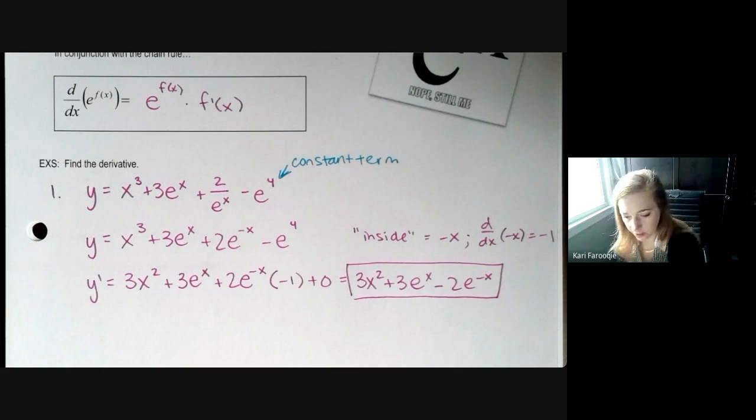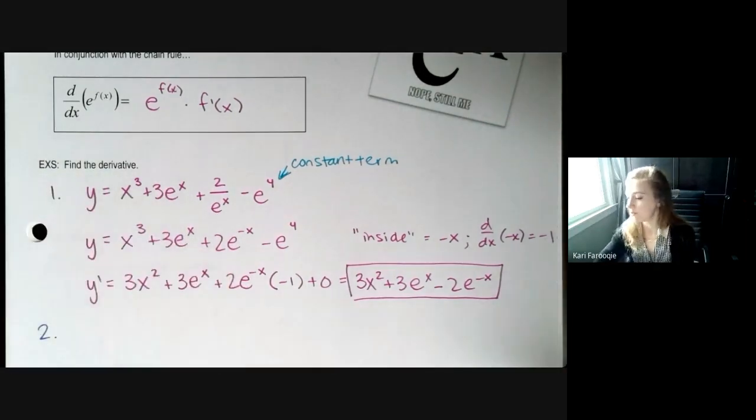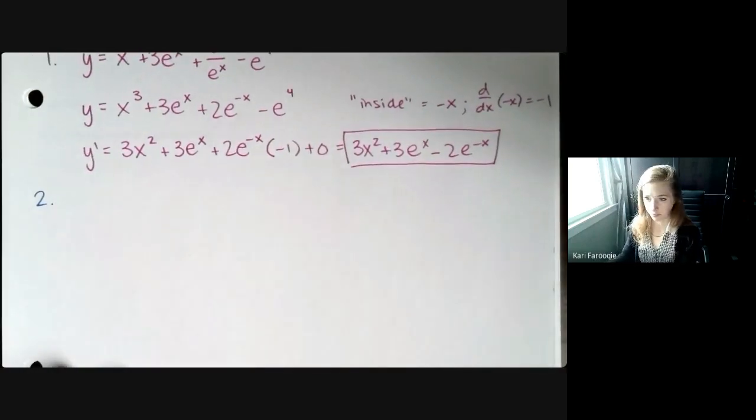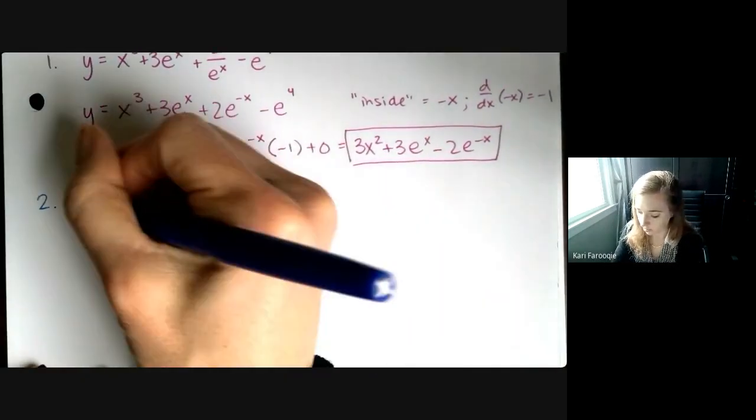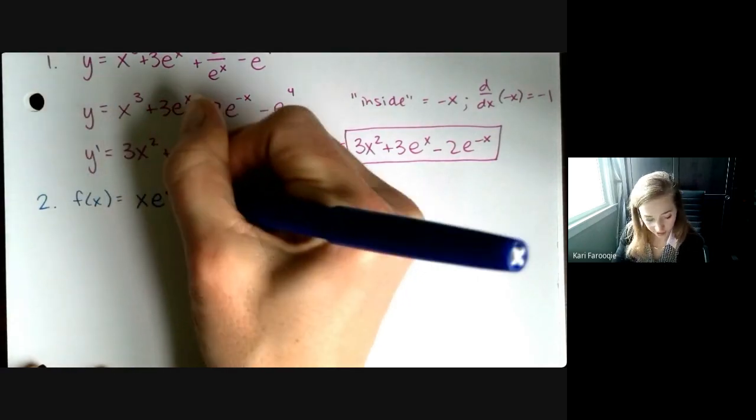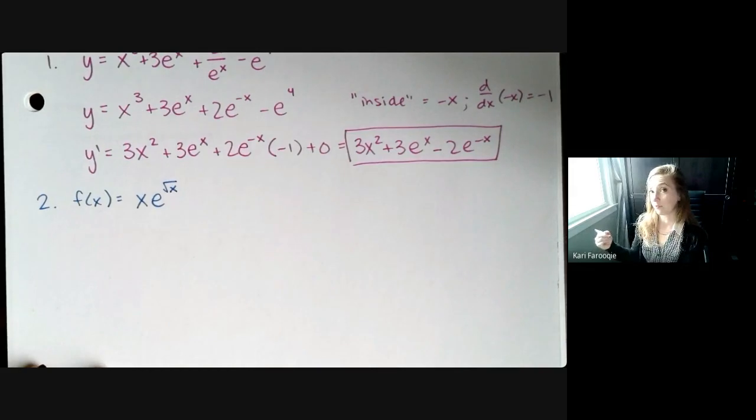Let's do another one. We'll step it up a notch here. Number 2. This one is going to be f of x equals x e to the square root of x.